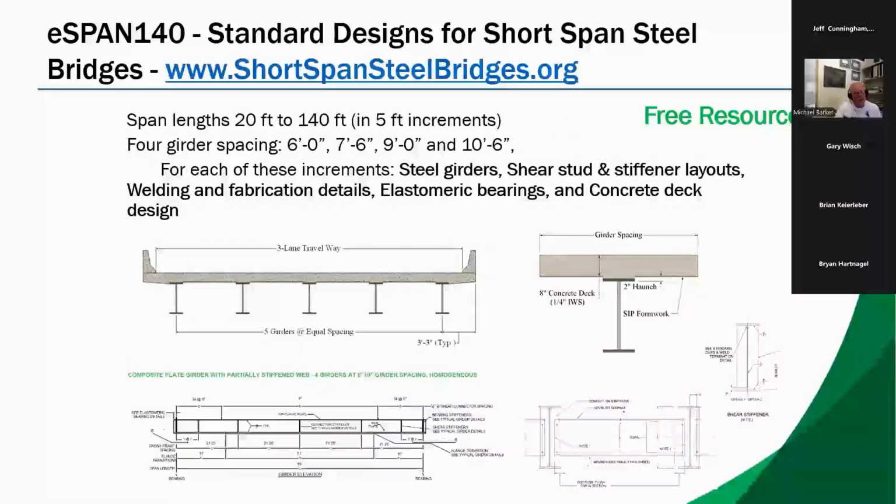And so the Short Span Alliance developed what's called eSpan 140, which is standard designs for short span steel composite bridges. It'll do bridge designs from 20 to 140 feet with 4 different girder spacings. And for each of those combinations, it's going to design the steel girders, the shear studs, the stiffeners, the welding and fabrication details, the bearings, and even the concrete deck.